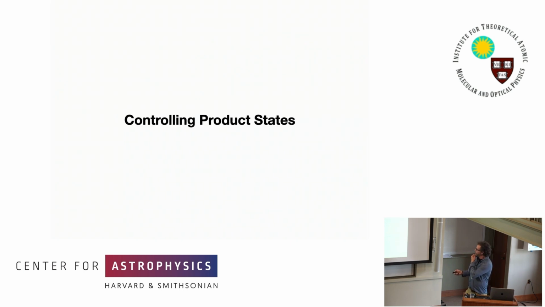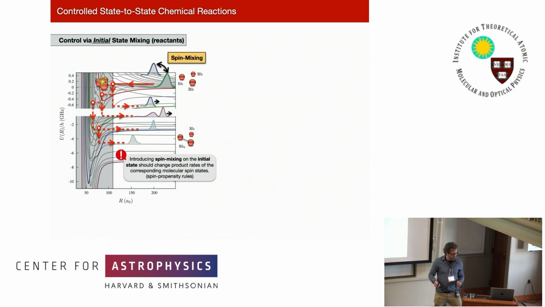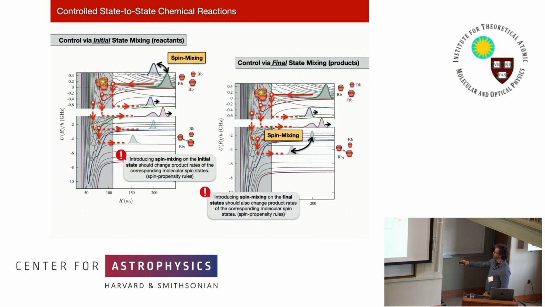We idealized two different schemes to control the product states, right? And they are fundamentally different, right? In the first scheme, you're modifying your initial state, right? So you want to modify your product states by modifying your initial state. You can do that, right? That's one way. We introduce some form of spin mixing. I want spin mixing because I know this spin propensity rule and how important it is. Now, the other way is to mix the spins in the final state, right? Again, the spin propensity rule is telling me it doesn't matter if I'm changing the initial state or the final state. If I'm changing the spins, something should happen.